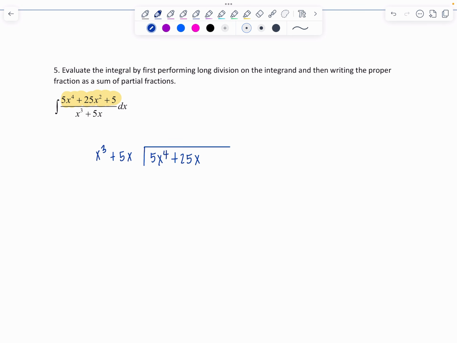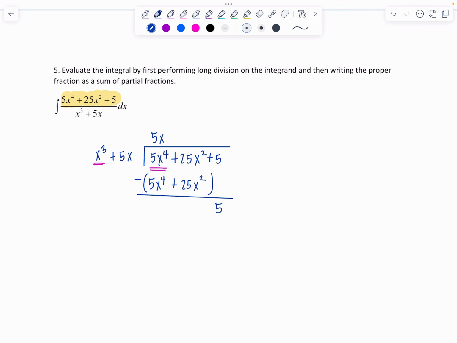So we'll divide the denominator into the numerator. So just look at the leading terms. What do I have to multiply x cubed by to make it 5x to the fourth? 5x. Then distribute. So that's 5x to the fourth plus 25x squared. Subtract. And then I just have this remainder now of 5. You bring it down.